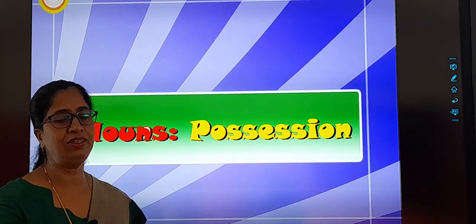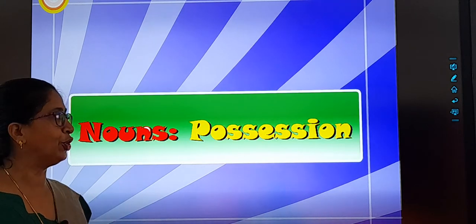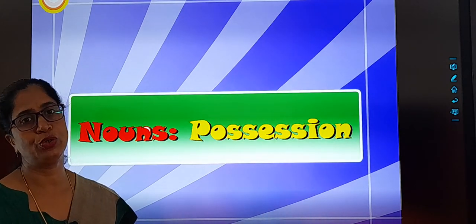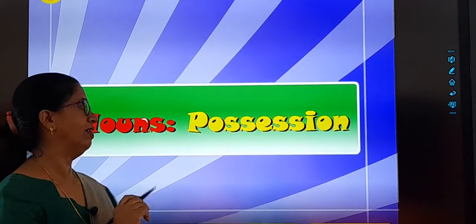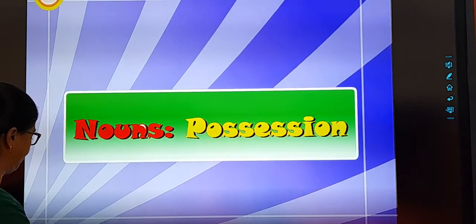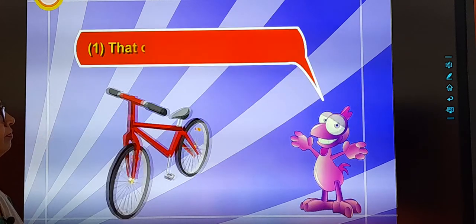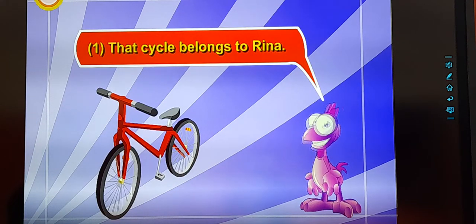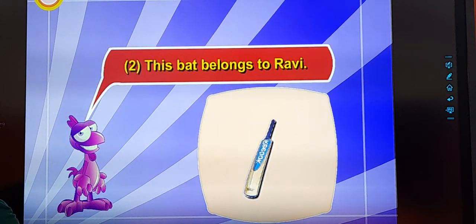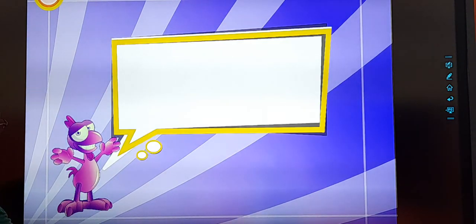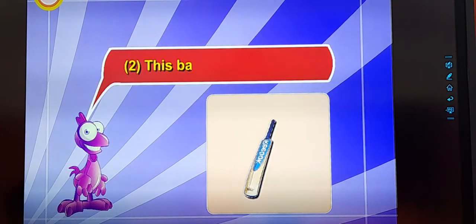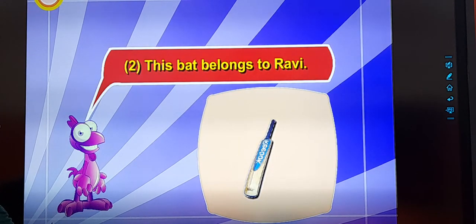In noun possession, pay attention to the video that I am going to show you and learn how we have to show the possession and how it has to be written. So let's watch the video. That cycle belongs to Reena. This bat belongs to Ravi. So here just now what did you see? As you saw, two things: one was the cycle, the other was the bat. The cycle belonged to Reena and the bat belonged to Ravi.